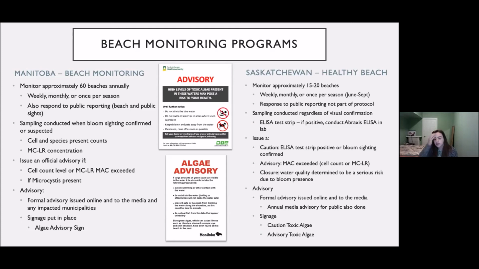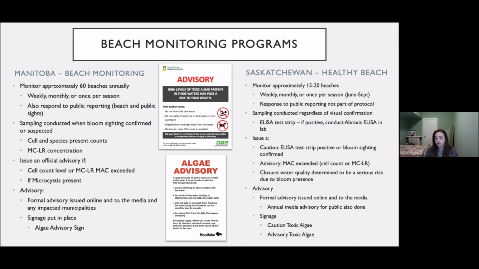Sampling is conducted regardless of visual confirmation. So they use what's known as the ELISA test strip. And if it's positive, they conduct the Abraxas ELISA test in the lab. The problem with this is that you can get false negatives with the test strip. So they issue a caution advisory if the test strip is positive or if they confirm the sighting of a bloom. They issue an advisory if the 20 micrograms per liter count is exceeded.